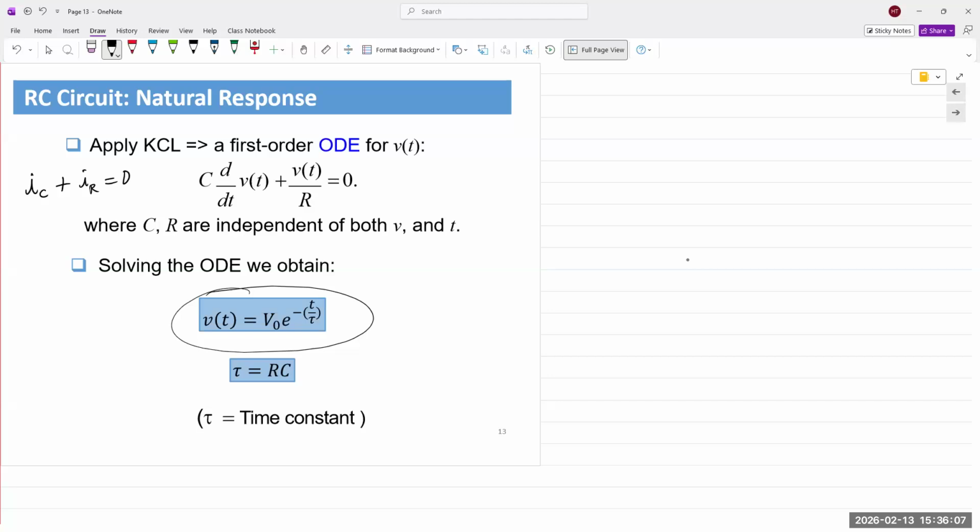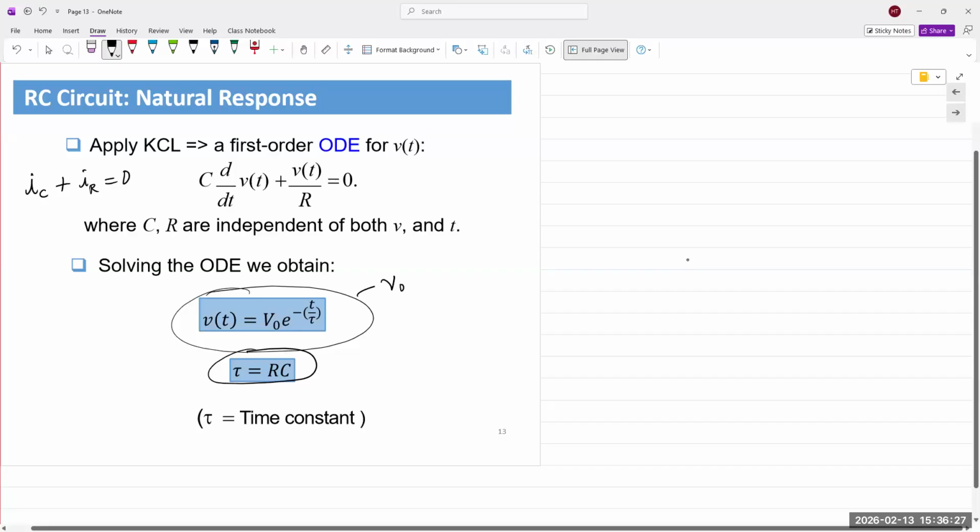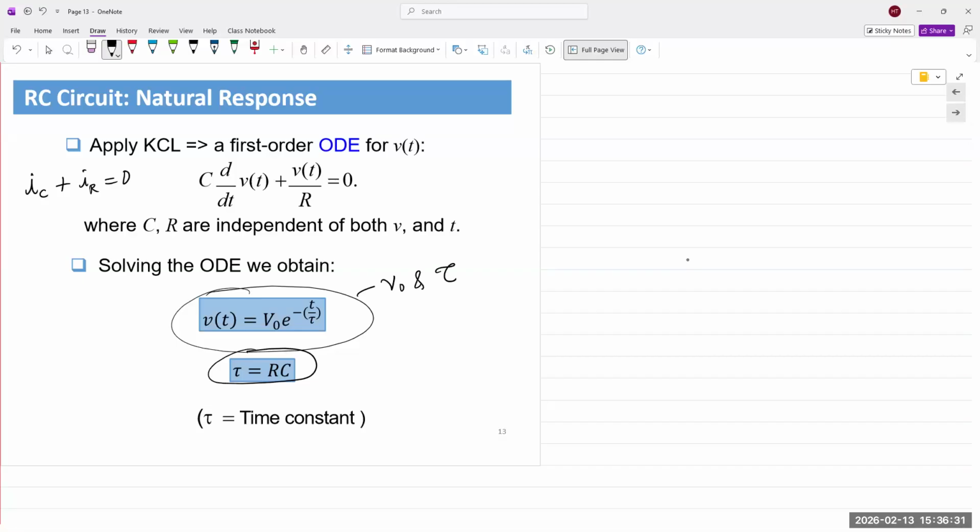The tau is different. Tau is the product of R and C. If you've already done lab 5, pre-lab as well as the lab itself, you've already calculated tau. Tau is R times C.